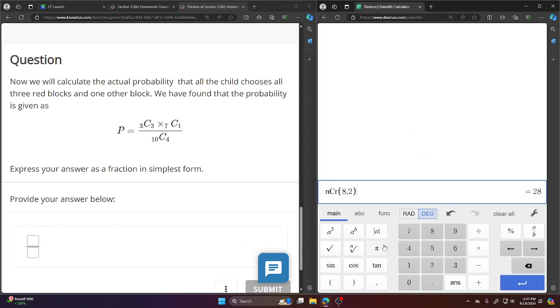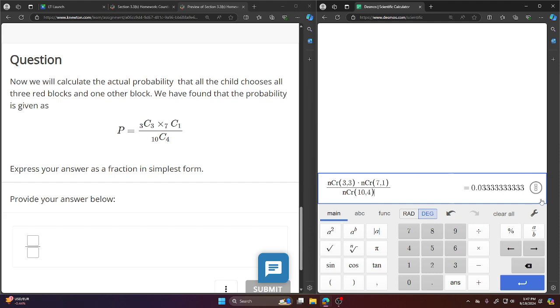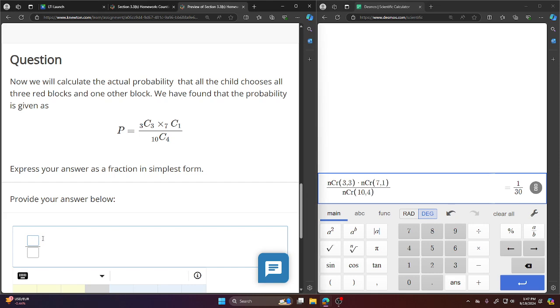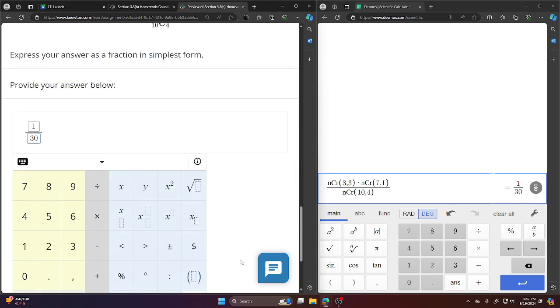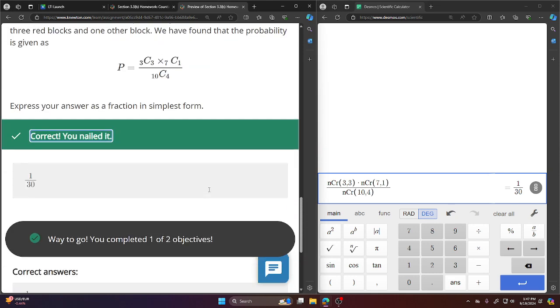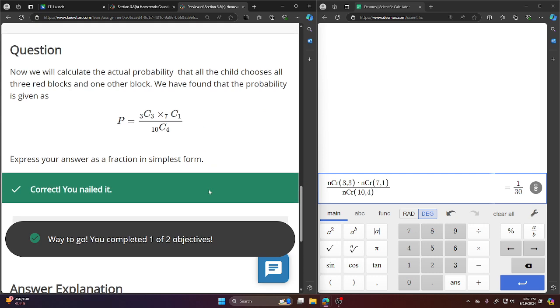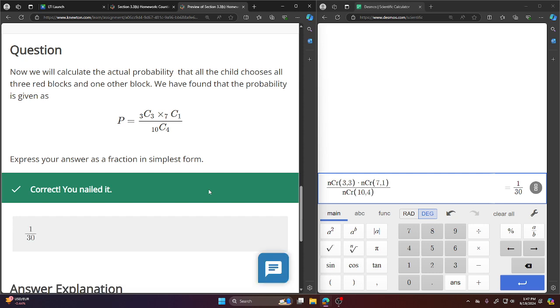I'm going to be just as confused as you when we get there, so we'll do it together. So here we go. NCR 3,3, NCR 7,1, NCR. Look, and they want fraction action. 1 out of 30. Submit, and we're good. So that was not too bad. Look, way to go! I feel so accomplished today.